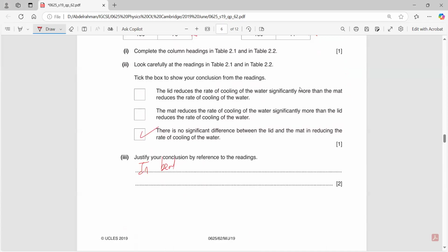In beaker A, the temperature loss was only 5 degrees Celsius, and in B, the temperature loss was 6 degrees Celsius. That's it. Okay, that's very close. You can say that they are very close.